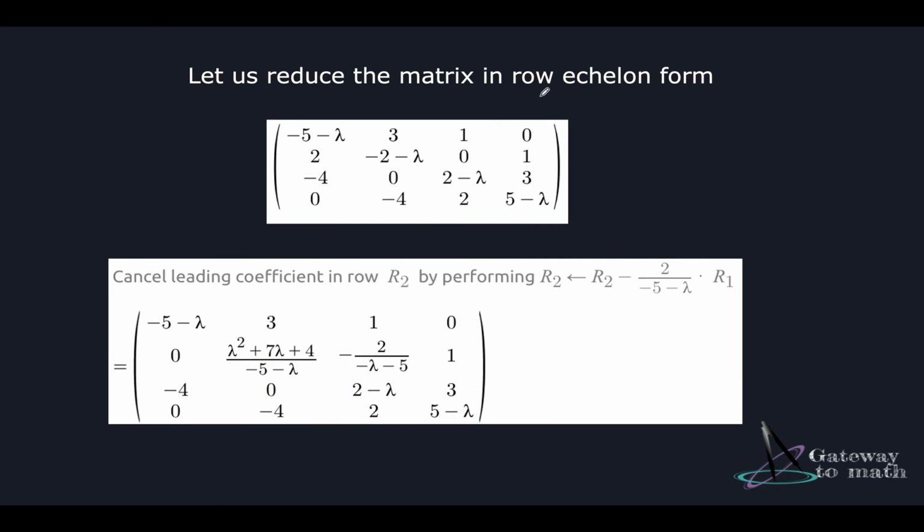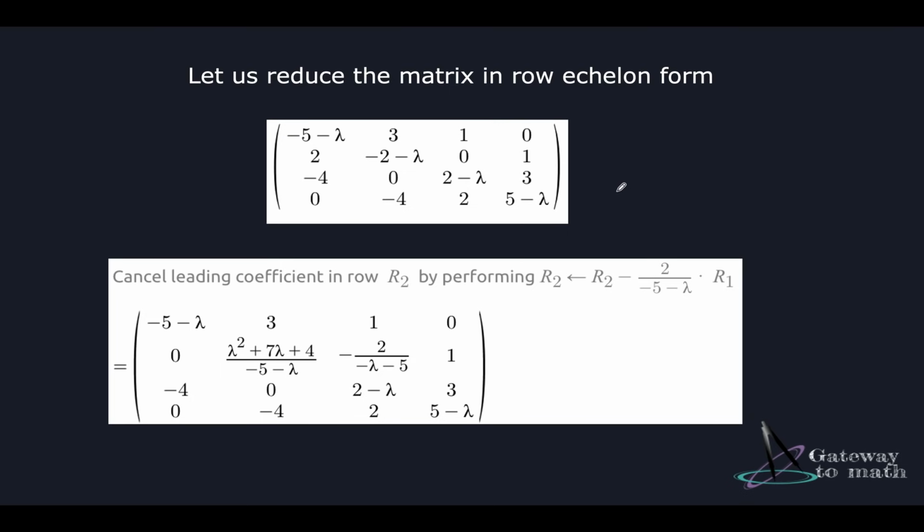So let us reduce the matrix in row echelon form like we discussed in the previous slide. So I've written the matrix again here. It's -5 minus lambda, 3, 1, 0, 2, -2 minus lambda, 0, 1, -4, 0, 2 minus lambda, 3, 0, -4, 2, 5 minus lambda.